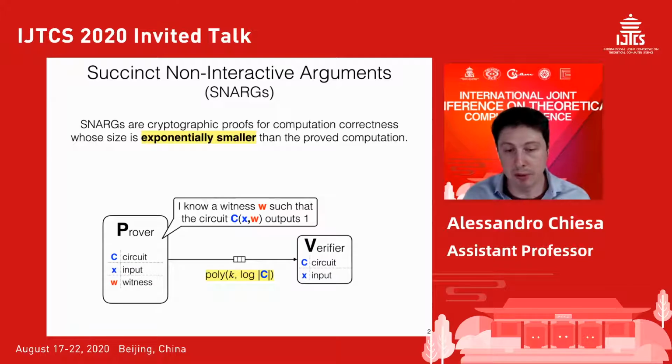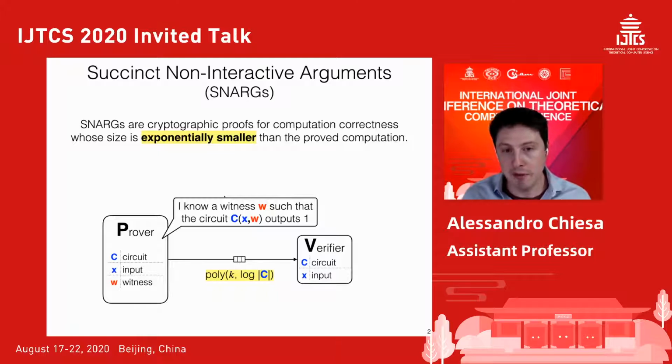So how does it look? Here's a diagram for it. You have two algorithms: the prover and the verifier. The prover wishes to convince the verifier of a certain statement. Here it is. Given a circuit C and a public input X, the prover wants to convince the verifier that it knows a witness W, usually secret, such that the circuit accepts the input X and witness W, okay?